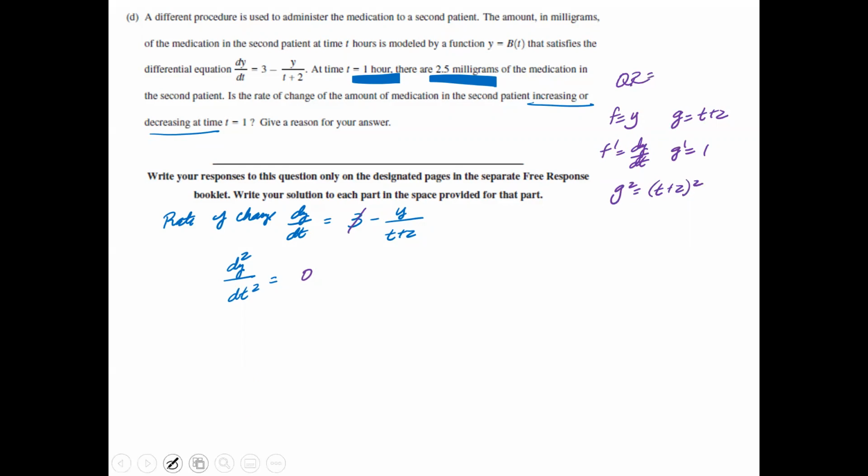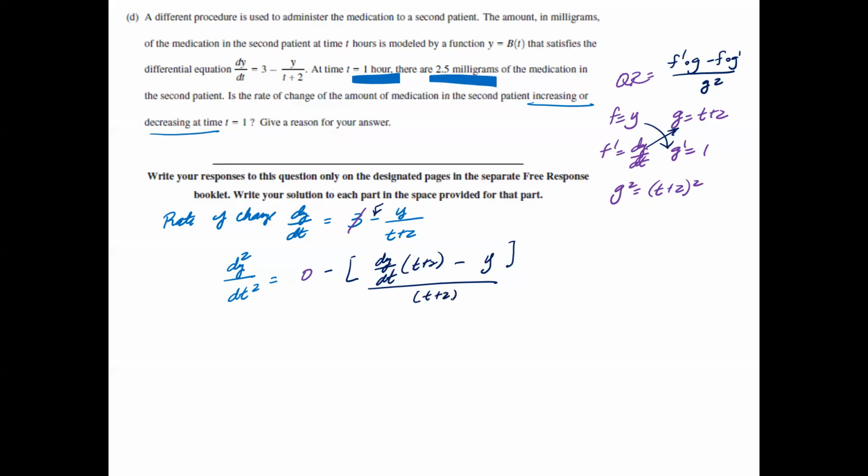Now, remember your quotient rule is going to be f prime times g minus f times g prime, over g squared. Looking at this here, you have a minus, which is kind of pesky, but we're going to put it on the outside. So I'm going to do f prime times g, so that's dy over dt times t plus 2, minus f times g prime, so that's just y, all the way over t plus 2 squared.